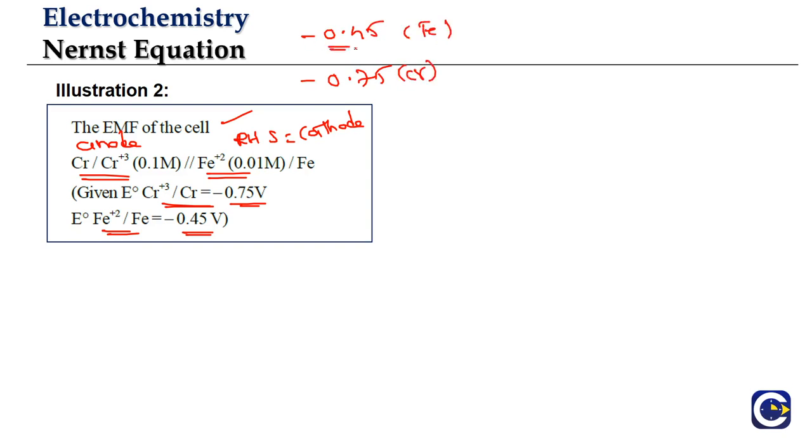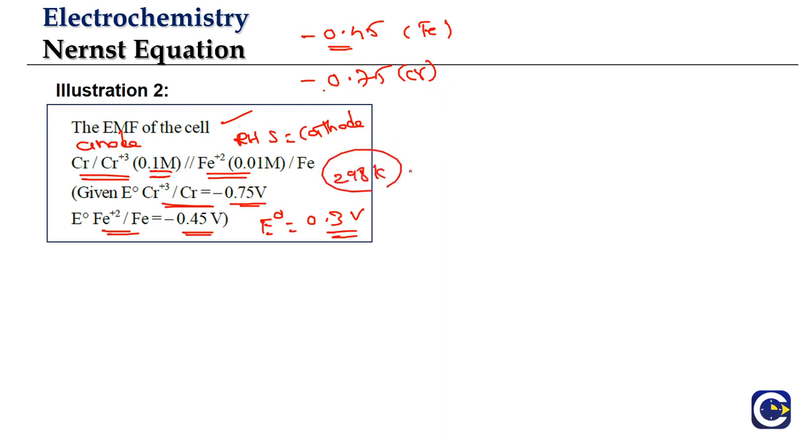So which is higher here? Iron is higher, so iron will be the cathode. Always, whichever electrode potential is relatively higher is going to be the cathode. So for this cell the E naught value will be the cathode potential, minus 0.45, minus the anode potential, minus of minus 0.75. Totally it will be 0.3 volt. So the E naught value for this cell will be 0.3 volt. What we have to find is E cell under these conditions. The concentration of ions is changing. They didn't talk about temperature, so we'll take the temperature as 298 Kelvin.